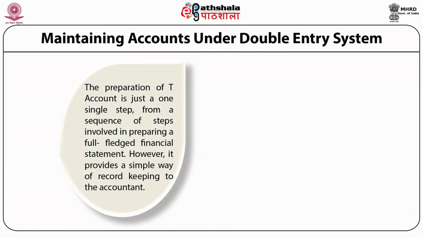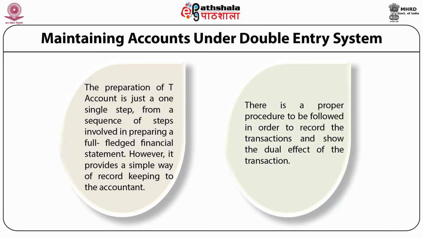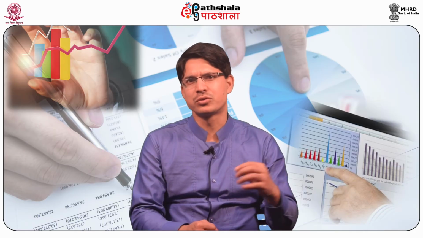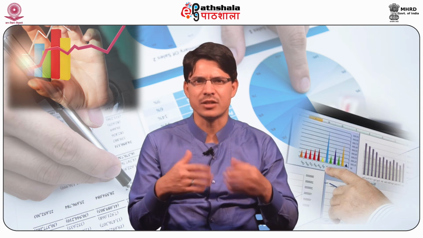The preparation of a T account is just one single step from a sequence of steps involved in preparing a full-fledged financial statement. However, it provides a simple way of record keeping to the accountant. There is a proper procedure to be followed in order to record the transactions and show the dual effect of the transaction. Analyzing the source documents. The first step is to analyze the documents with respect to each transaction.